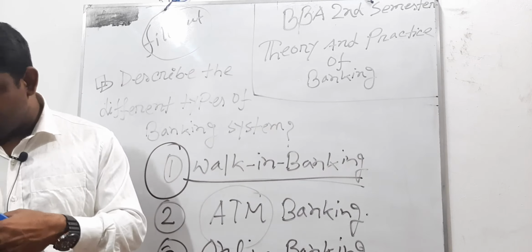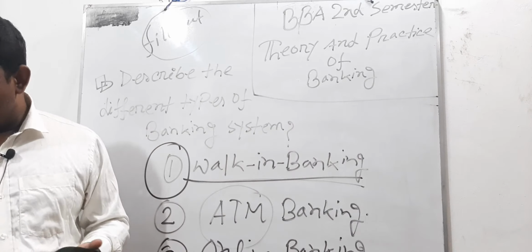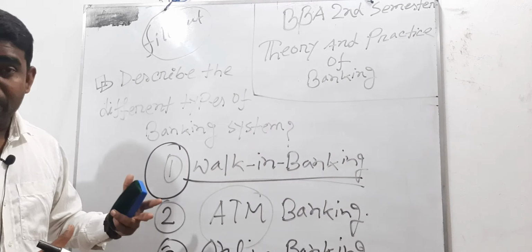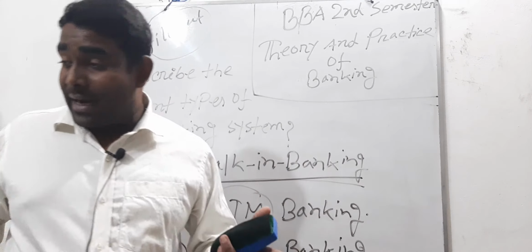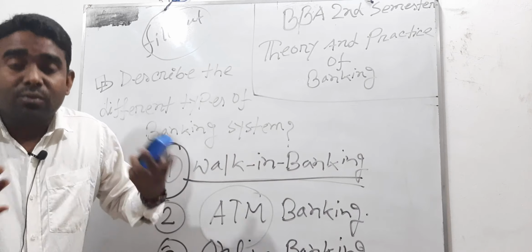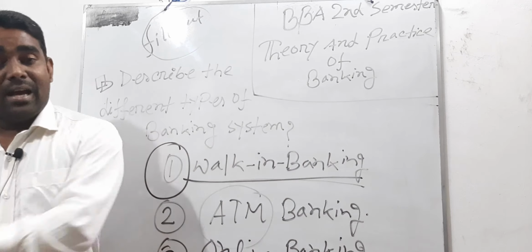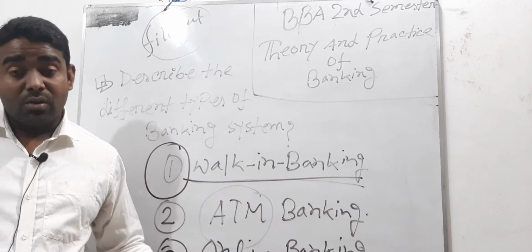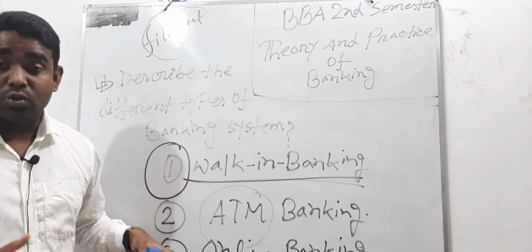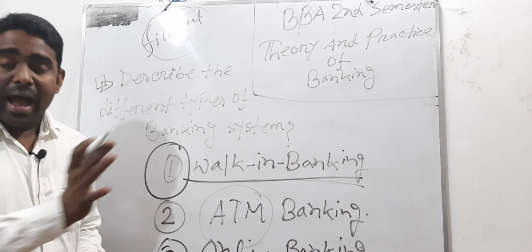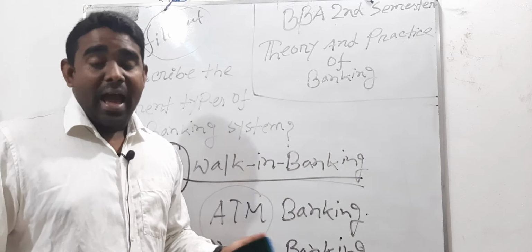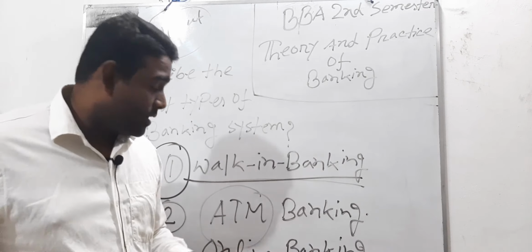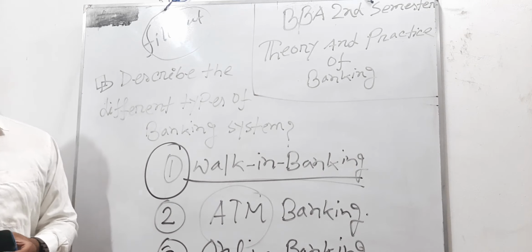That means using the internet, you will get a PIN code, and by using your ATM card as well as your PIN code, by going to the website of a bank and entering the PIN code, the consumer can get into their account, and they can withdraw money, lend money, and pay their bills. That is called online banking. I hope you can understand the three types of banking system.